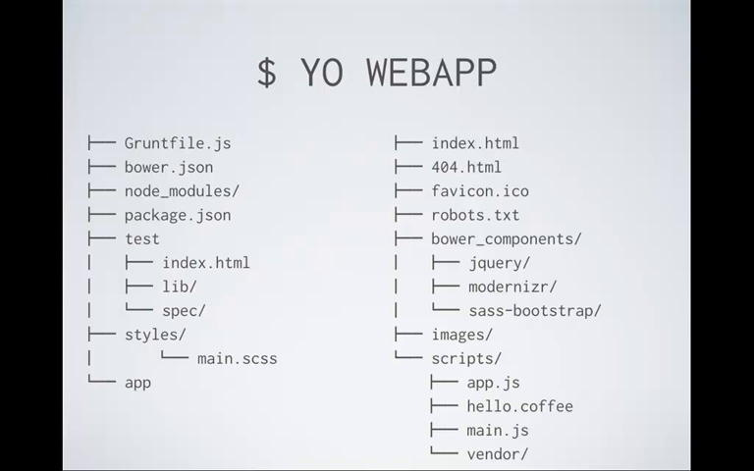Also node_modules for any dev modules you're loading in. It scaffolds out a testing suite for you so that you can just start writing tests without putting in the boilerplate code. It scaffolds out a styles directory. I think that's actually underneath the app directory. I played around with the output of the tree command so that it would fit, but then you get an app directory where you actually do your development, where the Bower components are installed, and where you can write CoffeeScript or vanilla JavaScript, whatever you want.